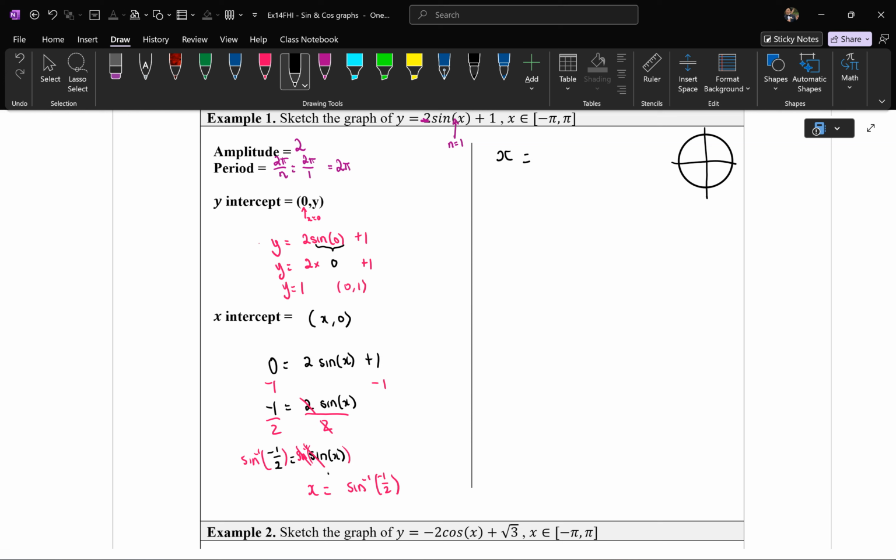When you say sine inverse of negative half, you're just asking, when will sine be negative? Sine represents which one again? X, Y, or gradient? Y. So you're asking on this unit circle, which quadrants will ensure that y values, which is the vertical axis, will be negative? Which quadrants? 3 and 4.